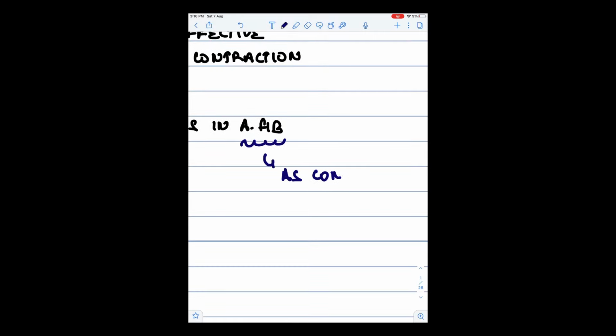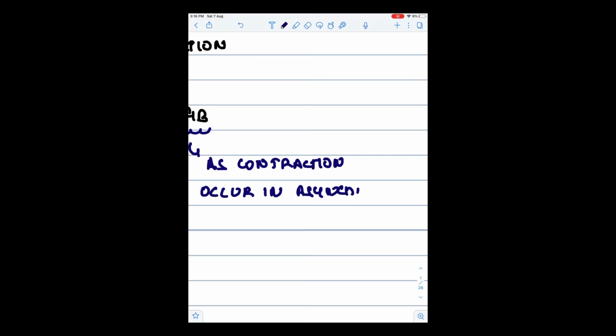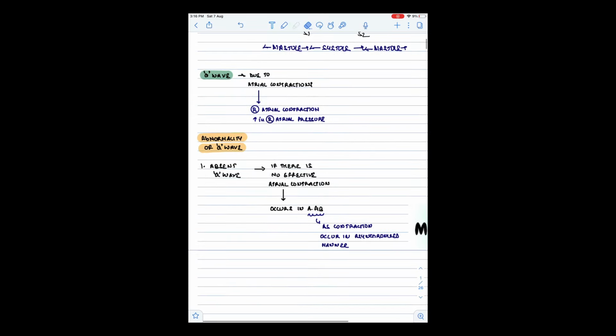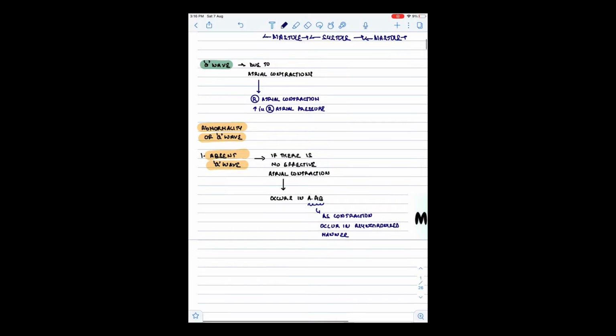Why is it so? Because in atrial fibrillation, the contractions are highly asynchronous. The contractions are irregular and occurring at a very, very fast rate. So the atrial contractions are not effective. So I repeat, the contractions of the atrium are not effective, so there is absence of the A wave.